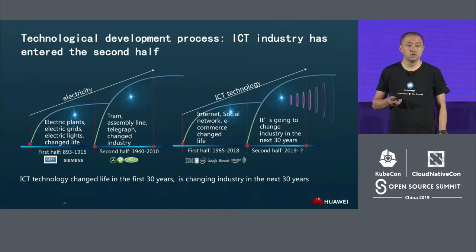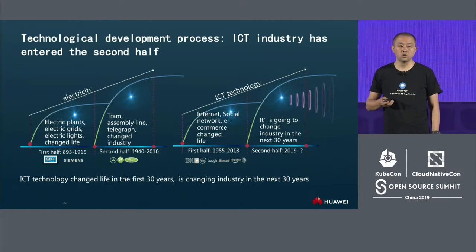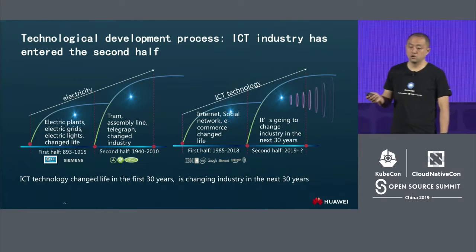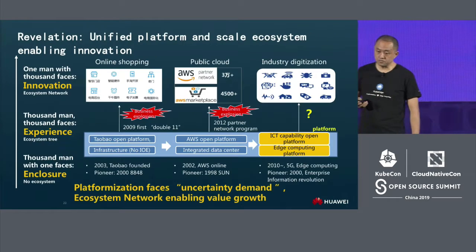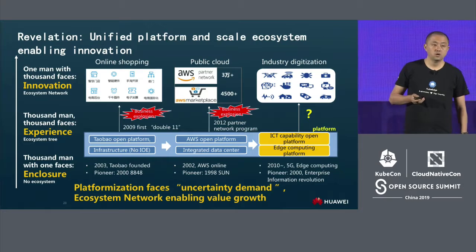If we take IT technology as an example, the first 30 years is the technology invention, and the IT itself has constantly developed. It has enriched people's life. And the next 30 years is to use the generic technology to disruptively change these traditional industries and lead them into digitization.